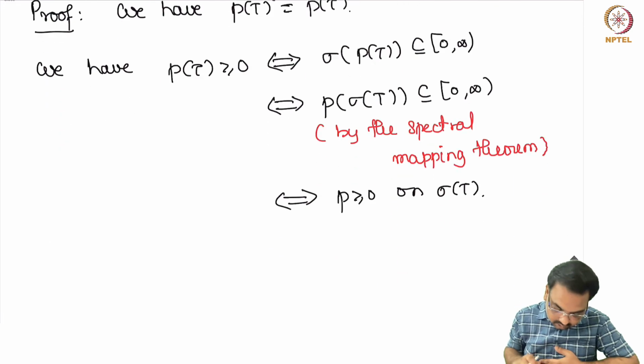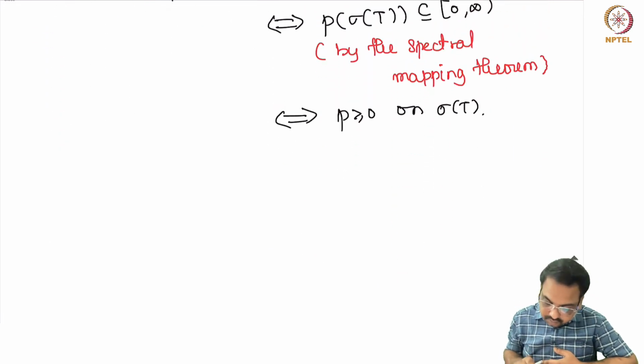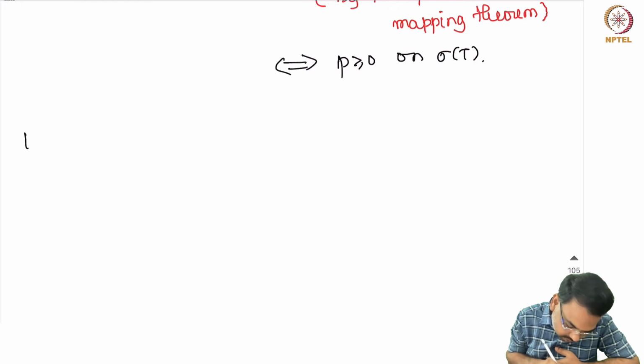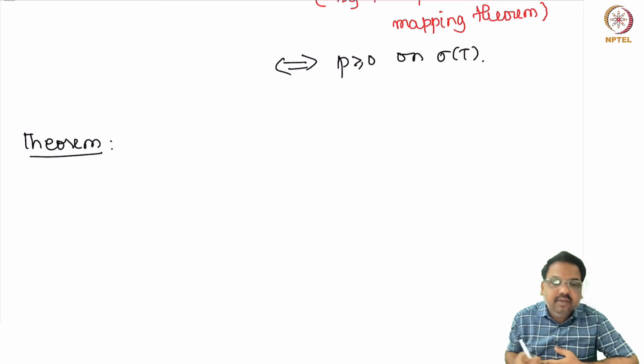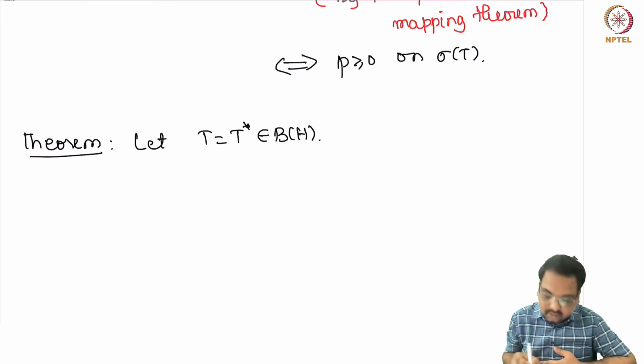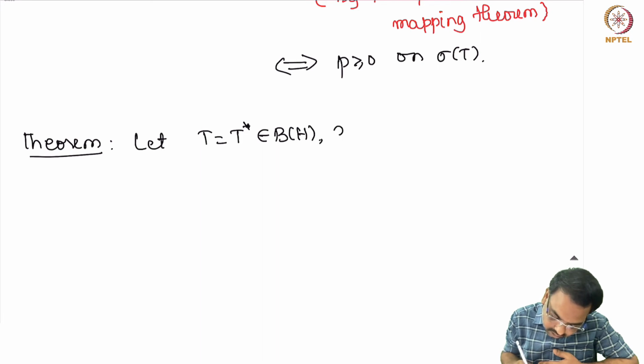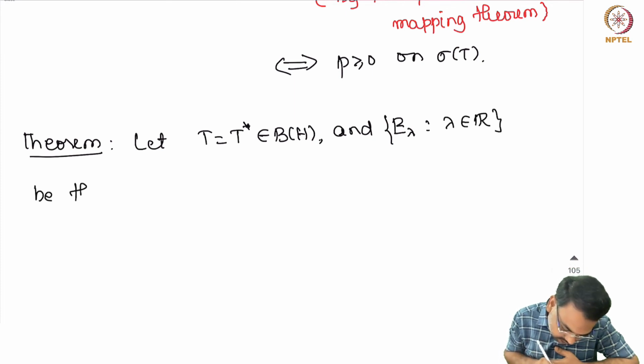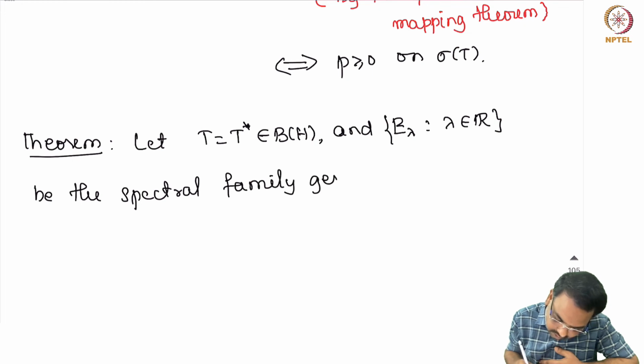Okay, so this is another application. Now let us look at one more important application. We can actually represent a self-adjoint operator using vectors also. Let T be a bounded self-adjoint operator, and let E lambda, lambda in R, be the spectral family generated by T.